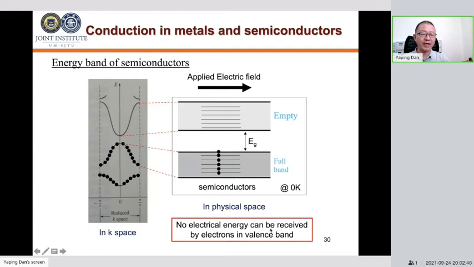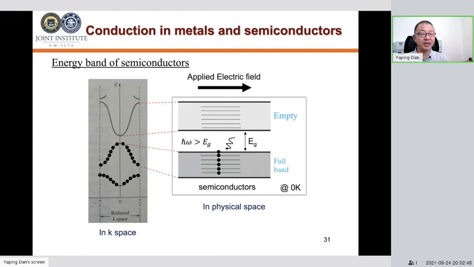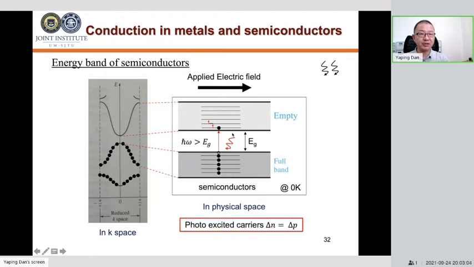Okay, so no electrical energy can be received by electrons in the valence band. But if we illuminate the semiconductor with photons, photons have a quantized energy. It's not a continuous minimum amount of energy. And if this energy is higher than the band gap, then the electrons can receive this quantized photon energy and jump to an energy level in the conduction band, because in the conduction band the energy levels are empty.